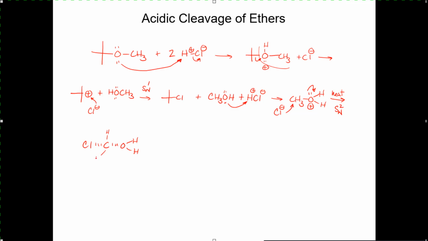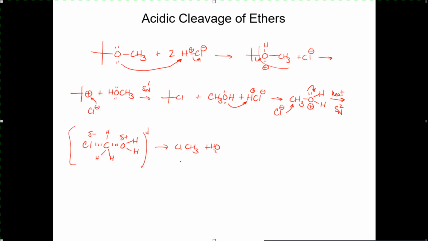So here we're writing our transition state, our standard SN2 transition state, with the chlorine coming in and kicking out the water. The chlorine will be delta minus, the oxygen of the oxonium ion will be delta plus, and so we'll end up forming methyl chloride along with H2O.